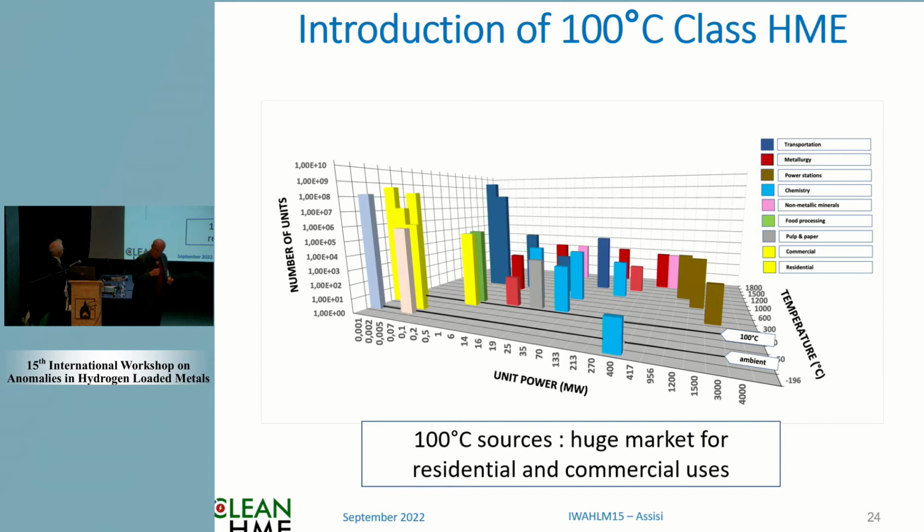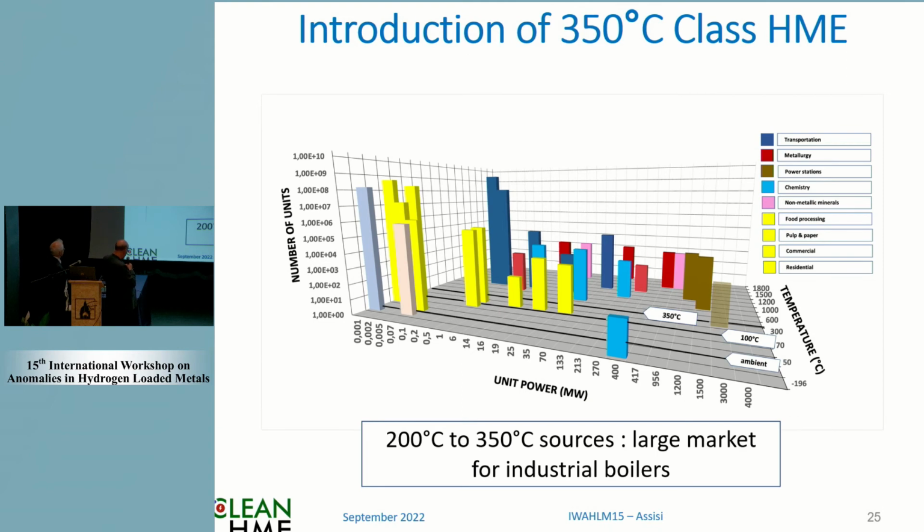Okay, now let's introduce some cold fusion or HME reactors in that. Provided we can supply heat at 100 degrees C, you can replace water heaters, space heating, commercial heating, and things like that. That's good. If you are able to supply the heat at 350 degrees C, you can supply all this food and beverage industry, even the Bayer process and some chemical boilers and things like this.